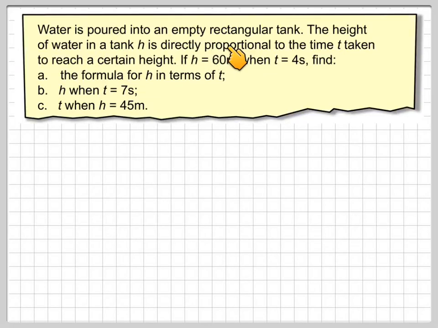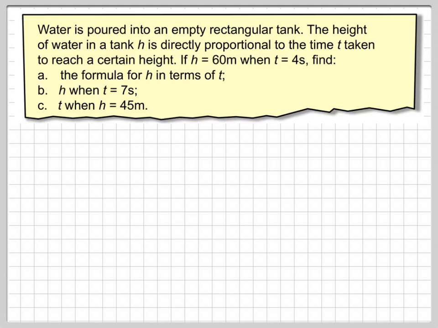Water is poured into an empty rectangular tank. The height of the water in the tank, H, is directly proportional to the time, T, taken to reach a certain height. If H is 60 meters when T is 4 seconds, find a formula for H in terms of T, the height when T is equal to 7 seconds, and T when H is equal to 45 meters.